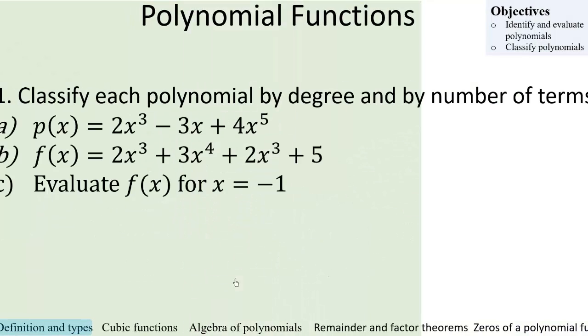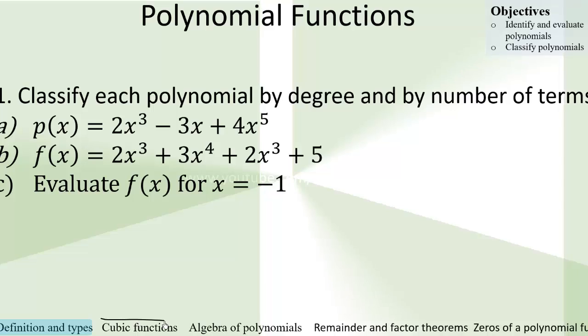Alright, so we have a trial question here for you. Classify each polynomial by degree and by number of terms. Then you evaluate f of x for x equal -1. See you in the next video where we talk about cubic functions or cubic polynomials.